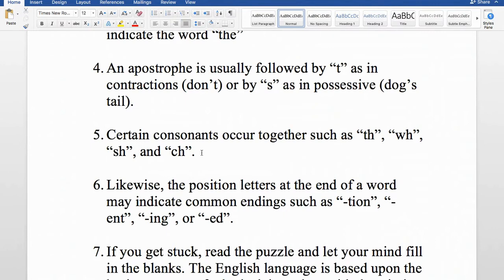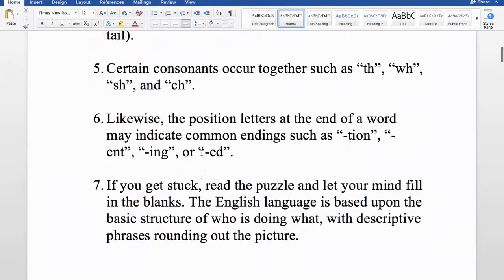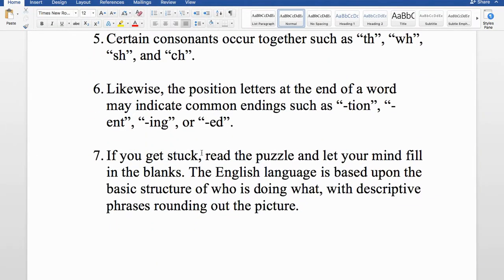There are certain consonants that occur together, like TH, WH, SH, and CH. So if you have an H, there are four possibilities for what the other letter might be when grouping consonants together. When you're using suffixes, there are common endings, such as -tion, -ent, -ing, or -ed. If you have your root word and need an ending for it, it could be any of these, but these are possibilities.